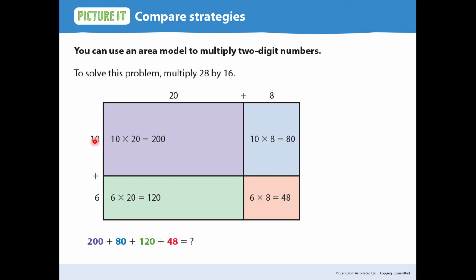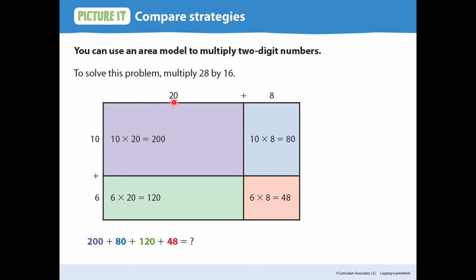Now we call this an area model because in order to find the area of a rectangle shape like this, what you do is you multiply the length times the width. So it's basically just making a picture of this multiplication problem where we're multiplying 28 by 16 and breaking them apart according to their place values. So then we have these smaller rectangles that are made, kind of like a grid.